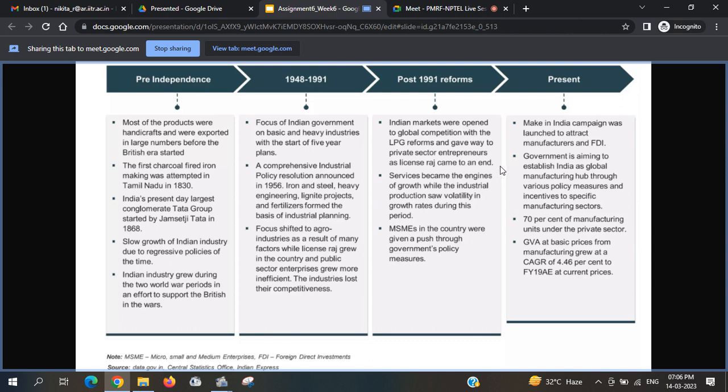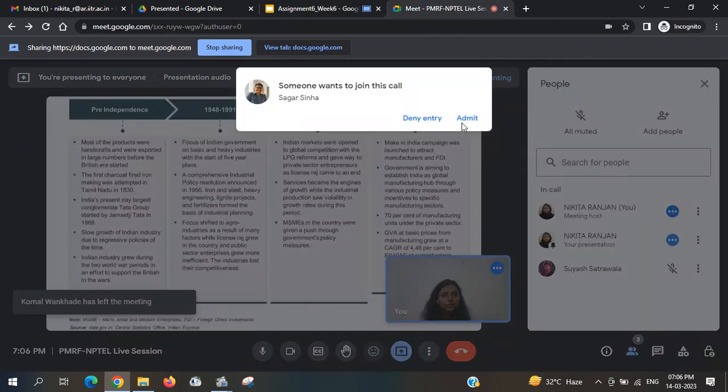economic reforms were introduced in 1991, which introduced more globalization of trade, or opening up the Indian economy to global trade, and even inviting more foreign direct investment in India. So Indian markets were open to global competition with LPG reforms, and it gave way to private sector entrepreneurs, and the license Raj came to an end. Then services became the engines of growth. So there is primary, secondary and tertiary sector, which you might know. Primary is the agriculture and allied sectors.